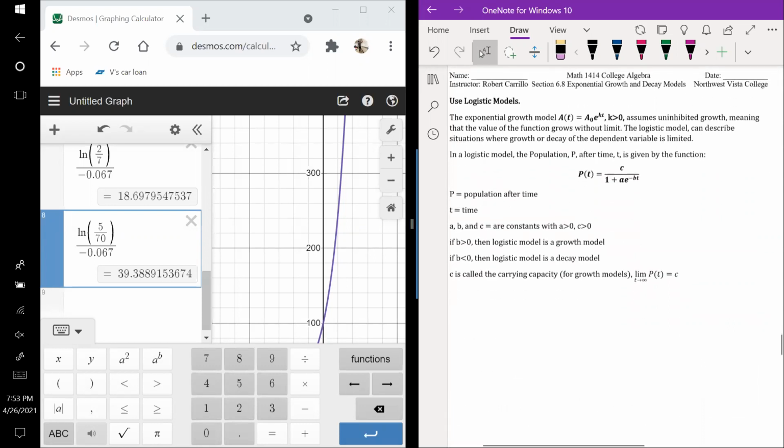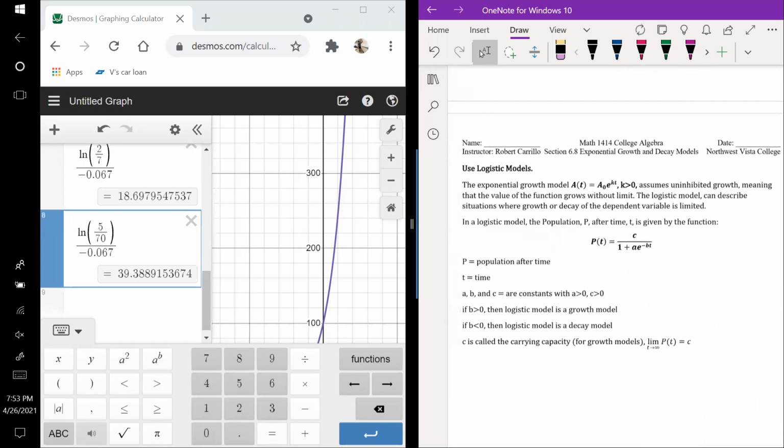All right, last one, logistic models. The exponential growth model, well, I should say N of T, but we know they're the same. As long as K is greater than 0, it's a growth model. This assumes uninhibited growth, meaning that the value of the function grows without limit. The logistic model can describe situations where growth or decay of the dependent variable is limited. In a logistic model, the population P, after time T is given by the function P of T is equal to C over 1 plus A times e to the negative bt.